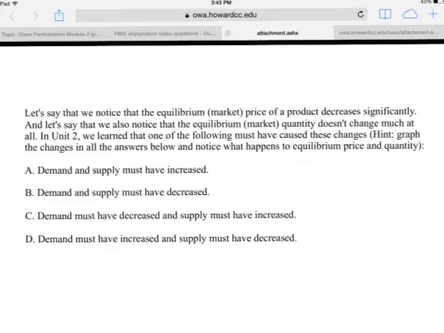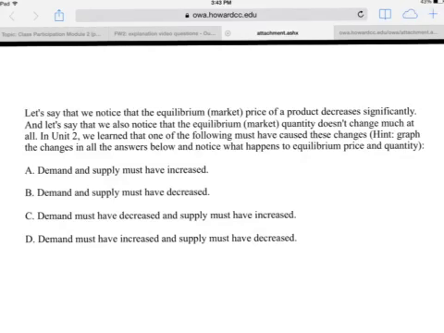I have another question here that is from one of the practice sets, and it talks about an equilibrium price that has decreased and the equilibrium quantity has not changed. We're trying to figure out which one of the following changes have taken place.